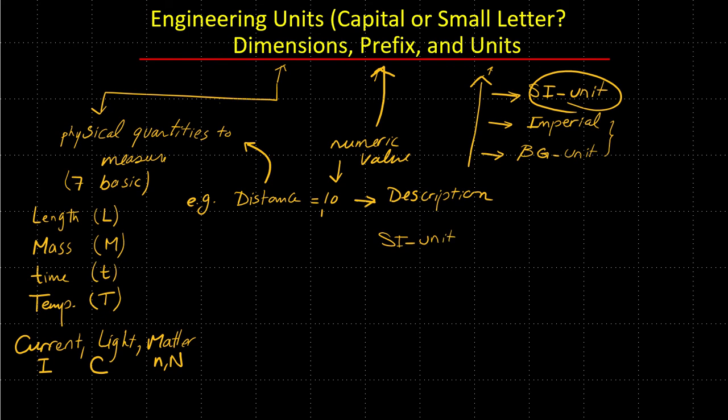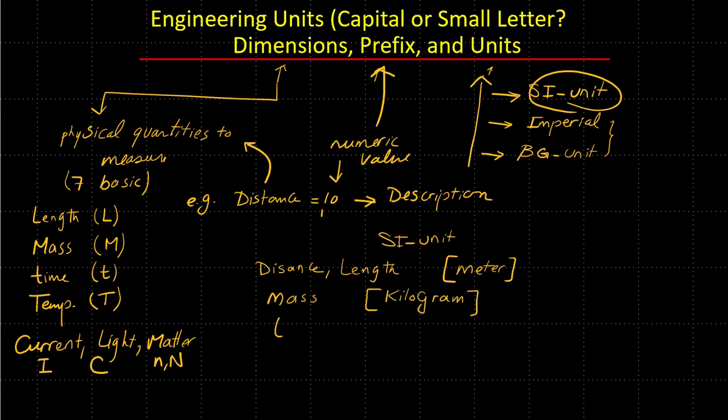So in the SI unit, usually we have the distance, right, is measured, or the length is measured with the unit of meter, and usually I will write the meter or the units between two brackets. When we talk about the mass, it's usually measured by kilogram, and when we talk about the time, it's usually measured by second, right? Then we have the temperature, and the standard unit for it is actually the Kelvin, right?